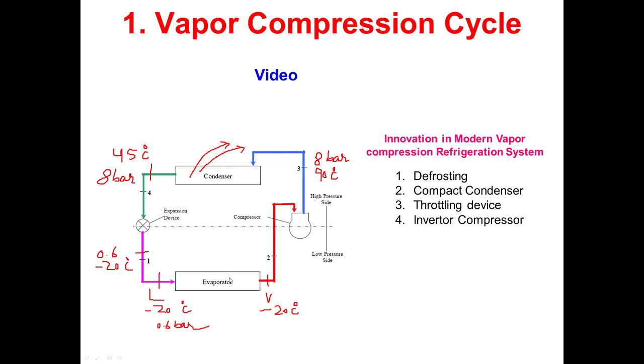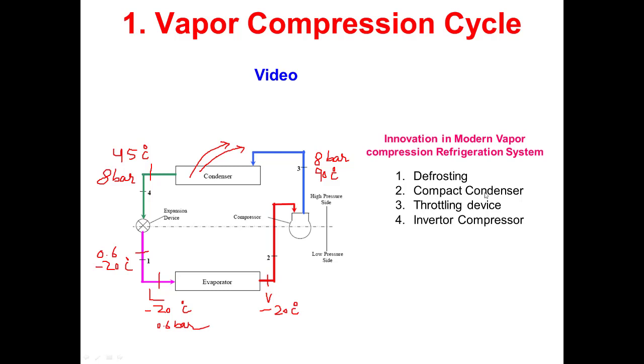eventually goes here. So with the passage of time, that heat melts the ice deposited on the tube, and then we place a simple tray at the lower end of the fridge so that the water is collected. And then the second innovation is the compact condenser.